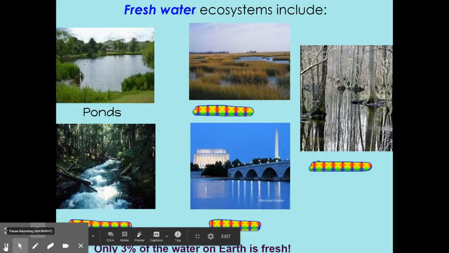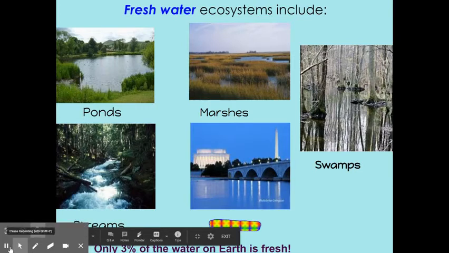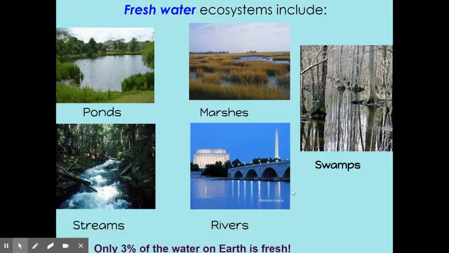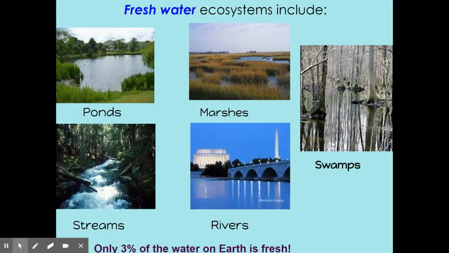Ponds, marshes, swamps, streams, and rivers, like the Potomac River that we see here. So again, all of these are freshwater ecosystems: ponds, marshes, streams, rivers, and swamps. Here's a fun fact. Only 3% of the water on Earth is freshwater.